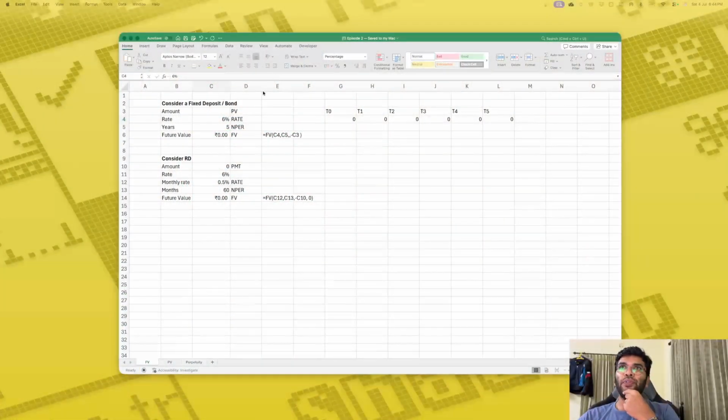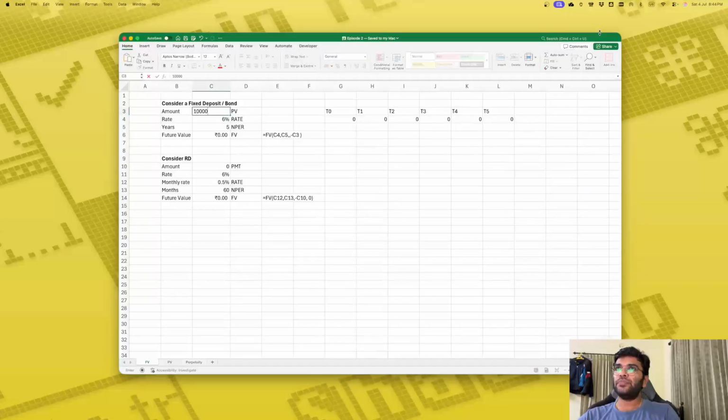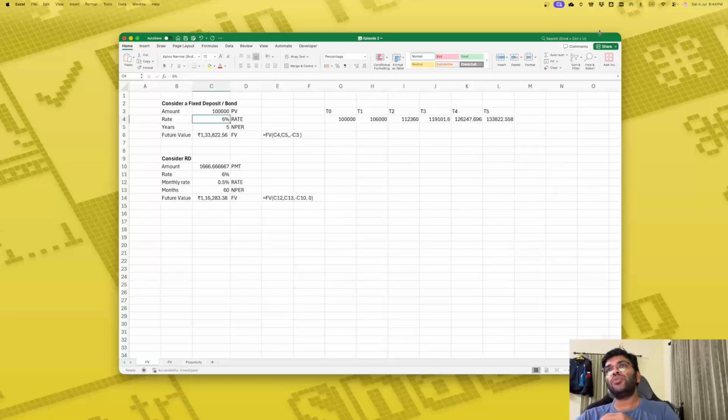Now, if you look at the screen, let's consider doing something as simple as a fixed deposit. Let's say you are doing a fixed deposit of 1 lakh. The bank is offering you an interest rate of 6% and you're keeping the money invested for a period of 5 years. And at maturity, what you get is an amount of 1,33,000. This is one of the simplest of calculations.